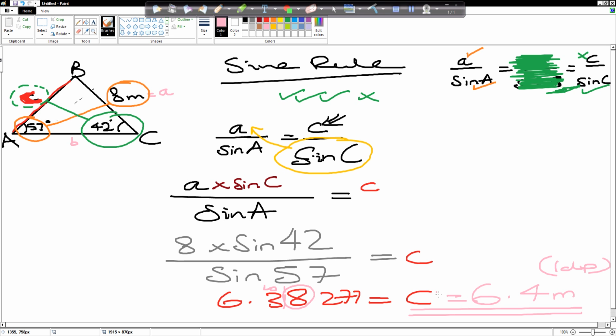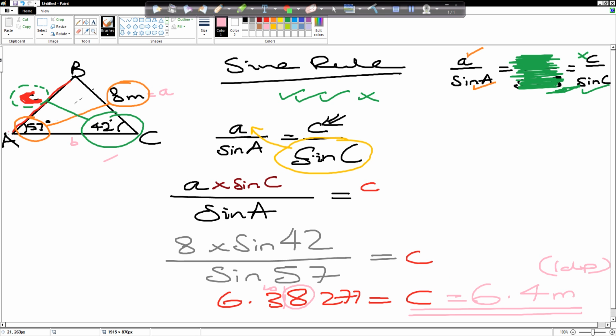Okay, that is how we work out a length using sine rule. Sine rule is for non-right angle triangles. It's where we don't use traditionally SOHCAHTOA. This is where we use sine rule. But the technique is the two dumbbells. We have the orange dumbbell here.